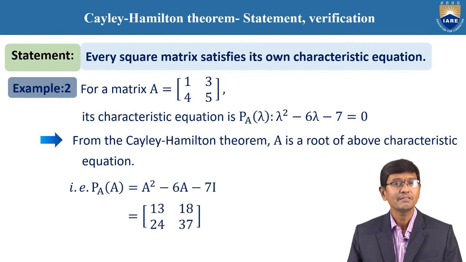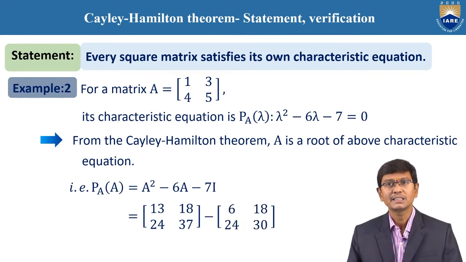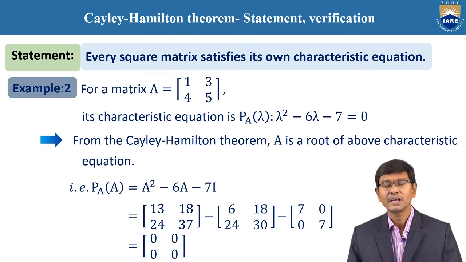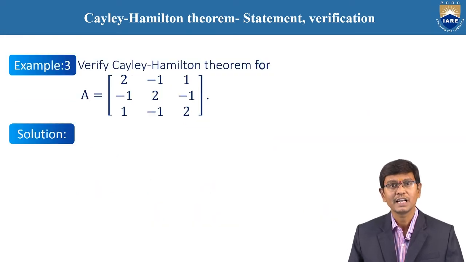Due to that, again with the help of the given matrix A, we need to find A square, that is A into A. By solving A square, we clearly obtain 13, 18, 24, 37, minus 6 into A, which when multiplied gives 6, 18, 24, 30, minus 7 into I, which clearly gives 7, 0, 0, 7. And finally, by using the subtraction and addition of the matrices, we obtain the matrix 0, 0, 0, 0. That is nothing but the verification of the Cayley Hamilton theorem.